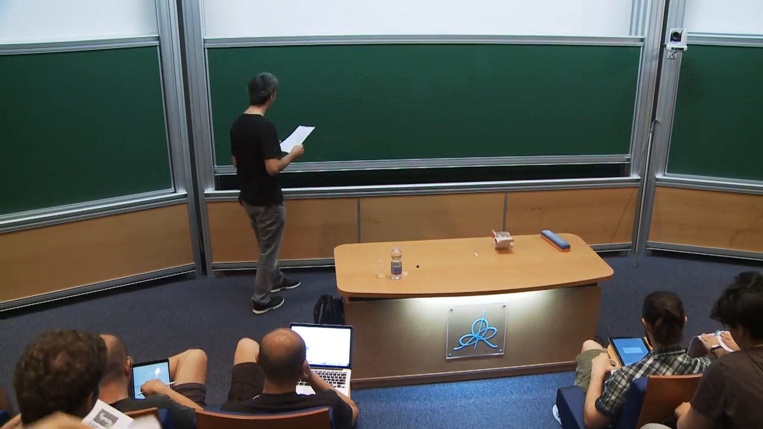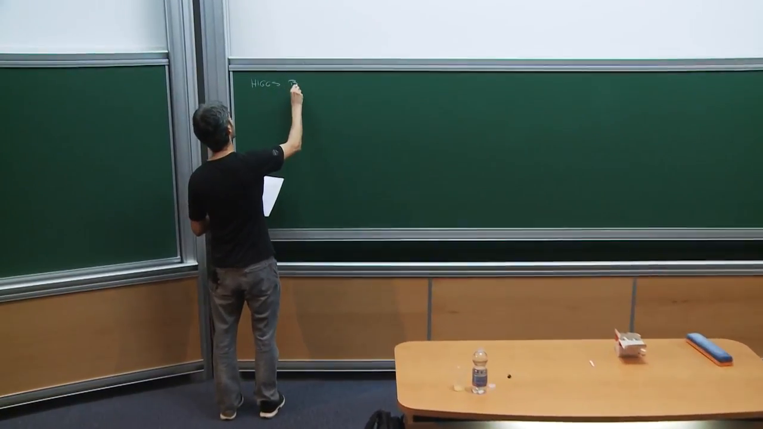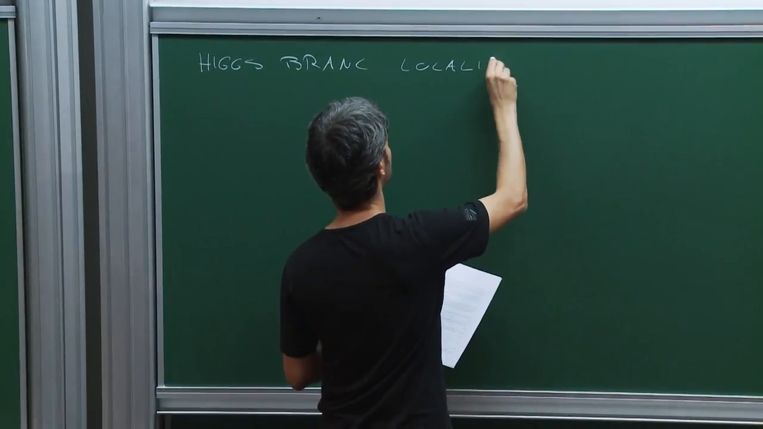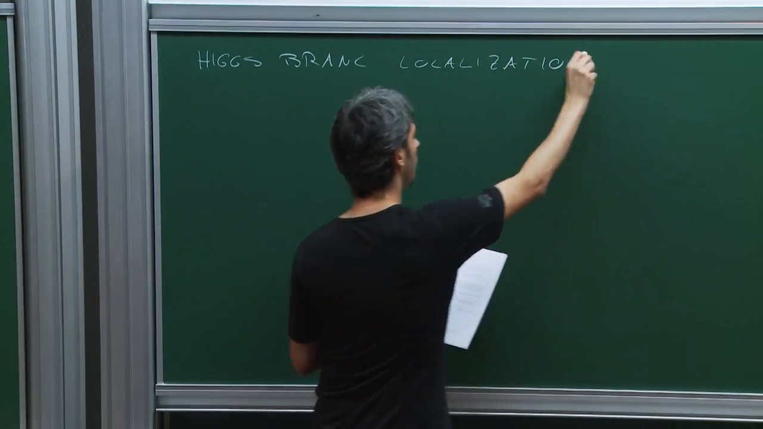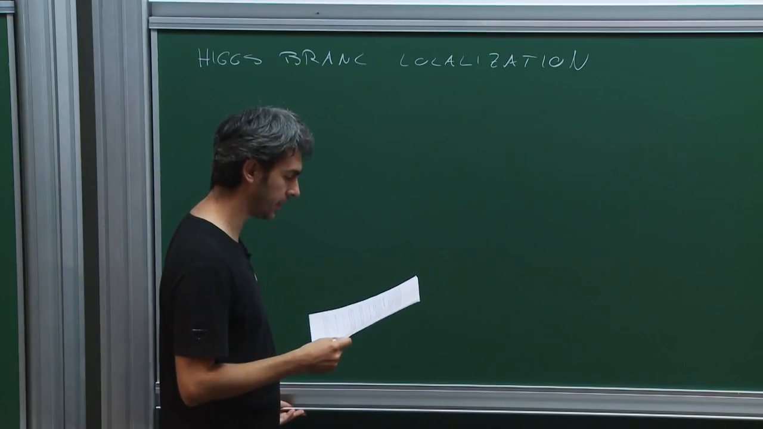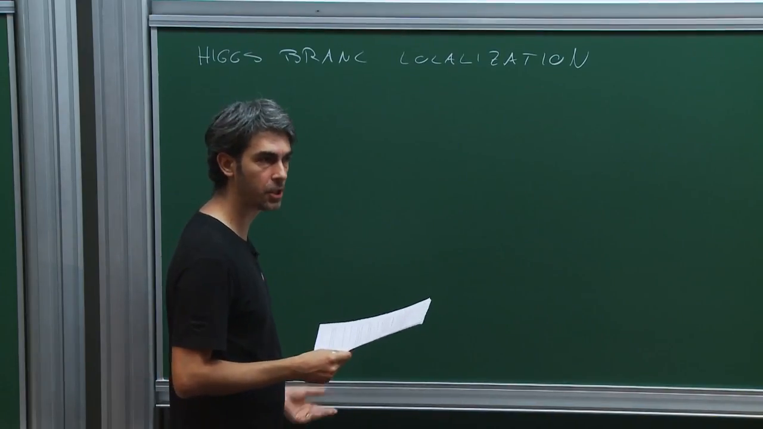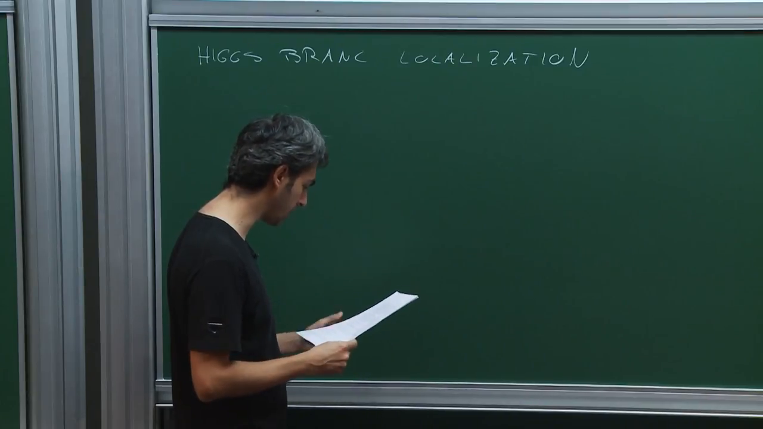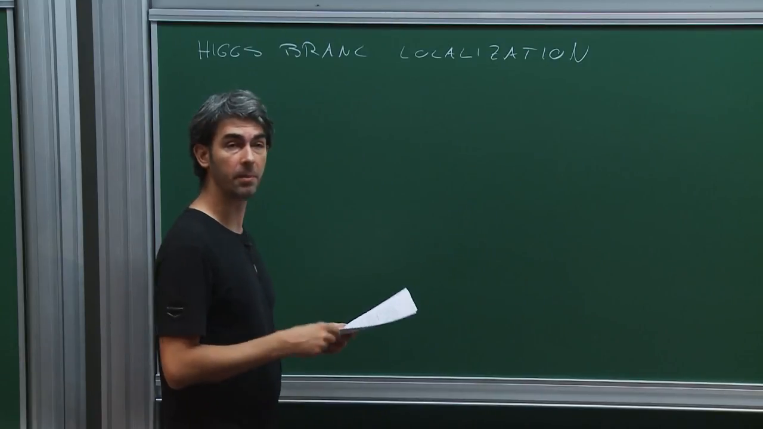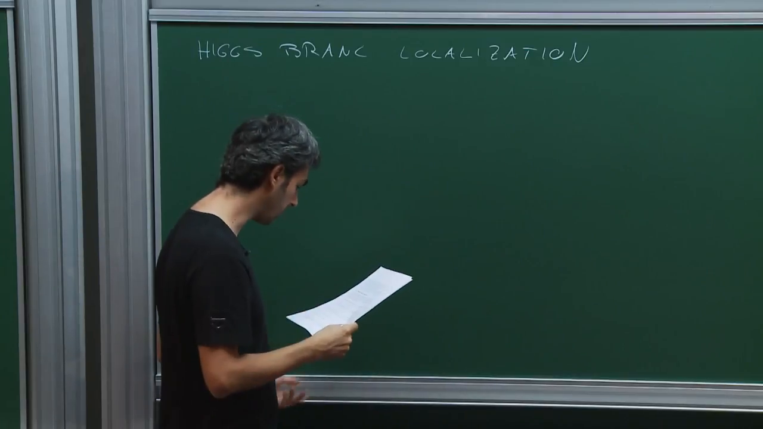Okay, so we were discussing Higgs branch localization. In particular, we added one more Q-exact term to the action, one new localization term. This, of course, is not going to change the result. However, you remember this term was not positive definite. I didn't show it, but I told you.